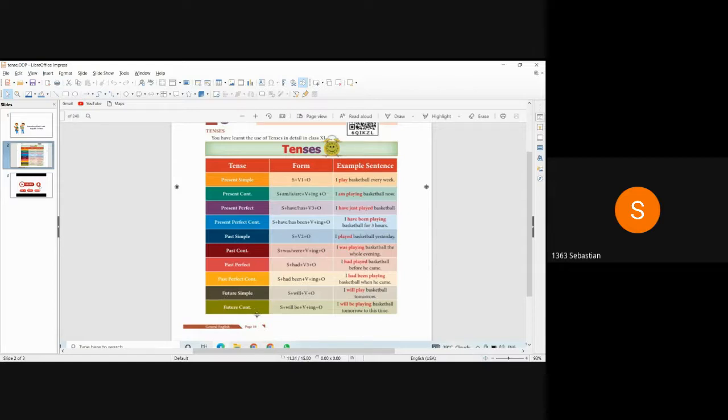Next tense is future continuous tense. Form of future continuous tense is subject plus will be plus verb plus ing plus object. Example, I will be playing basketball tomorrow at this time. Usages of future continuous tense: to indicate what will be going on at some time in future or to indicate a planned future action, we are using future continuous tense.